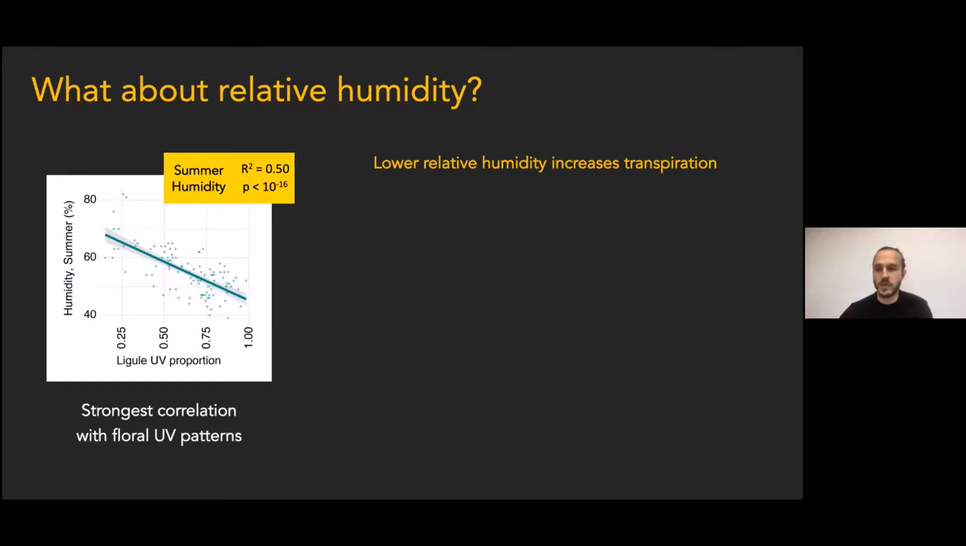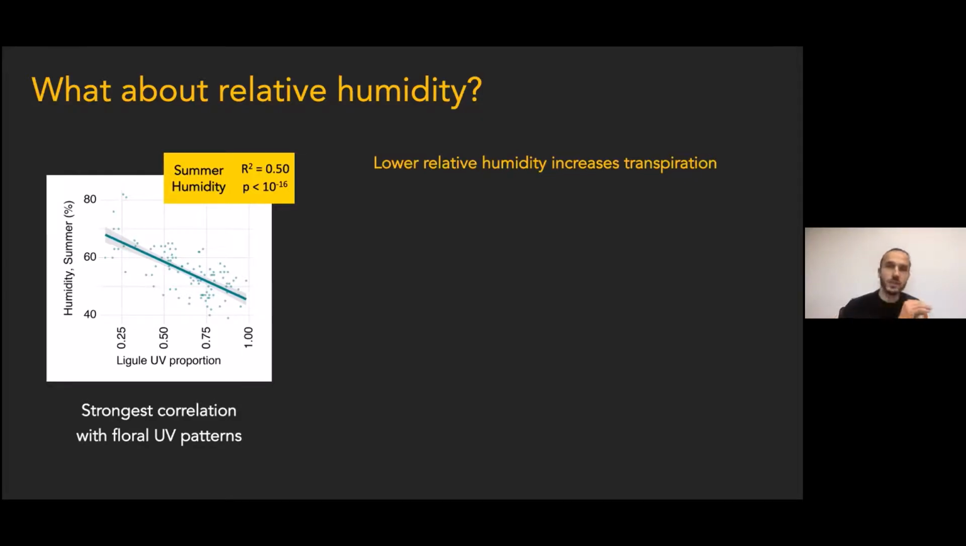And then the last thing we checked is relative humidity. And the main reason for that is that across the about 2,000 different variables that we checked, relative humidity is the one that had the strongest association with UV patterns across populations of wild sunflowers. So you have that plants that grow in places with lower humidity, so drier places, tend to have larger UV patterns.